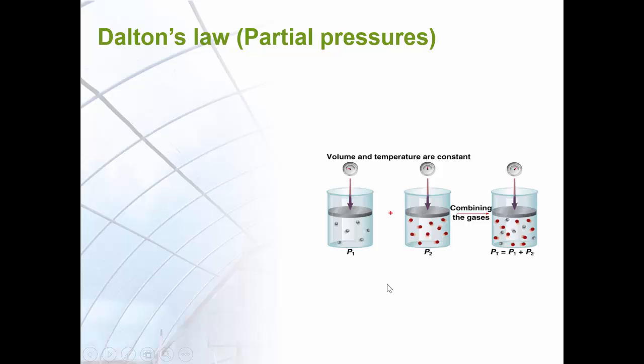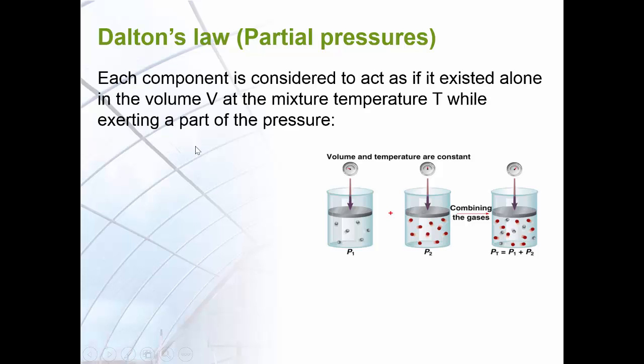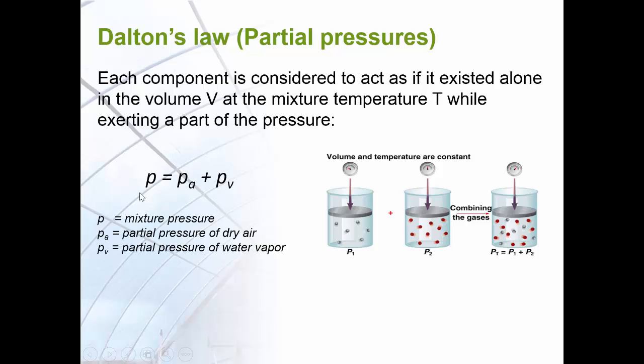Each mixture component, as you can see in this figure, is considered to act as if it exists alone in the volume V and at the mixture temperature T, while applying a part of the pressure in the overall system. This is known as the Dalton law or the Dalton model. So the Dalton law explains that the mixture pressure is the sum of the partial pressure of dry air and the partial pressure of the water vapor.